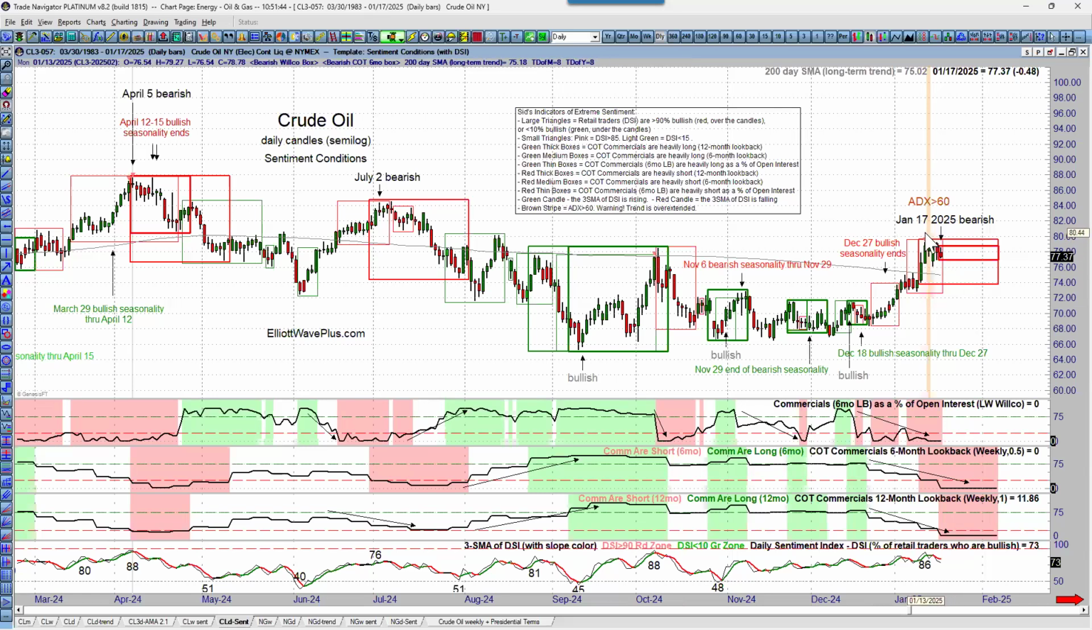And we also were quite overbought recently with an ADX over 60. So strictly from a sentiment standpoint, I would look for some more pullback, I would say at least several more days, and probably, from an Elliott Wave standpoint, back to there.